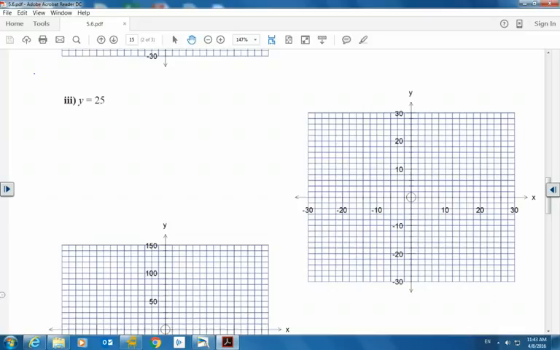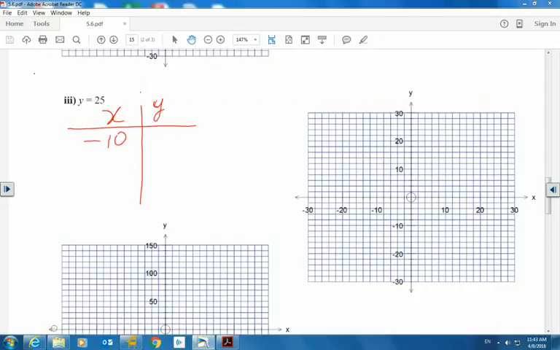Okay, so y equals 25. Any guesses of what this is going to look like? Yeah, it's going to be a horizontal line. If I make a table of values, any value of x that I choose, what is your y always going to come out as? It's always going to come out as 25.